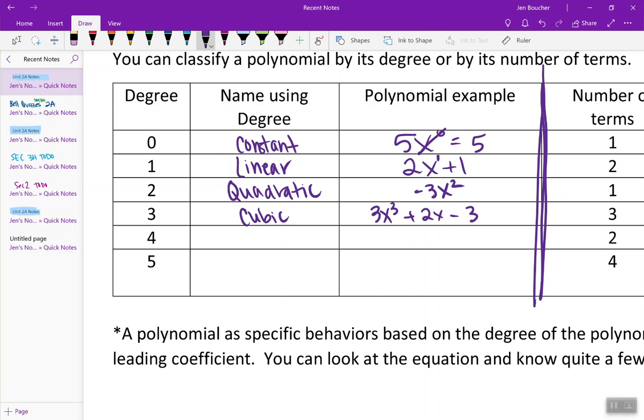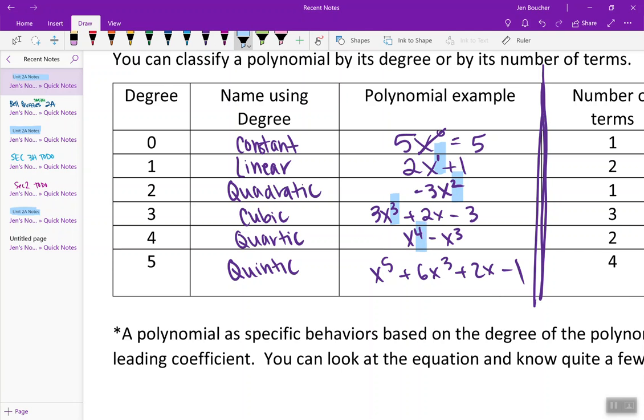In secondary 2, hopefully you were taught those first 3 or 4. A 4th degree, a 5th degree are new this year. A 4th degree would look like this, and that is called a quartic. And then the 5th degree, guess? Quintic. Like that. So that's how I would classify them by degree. It has everything to do with that exponent, that leading exponent.